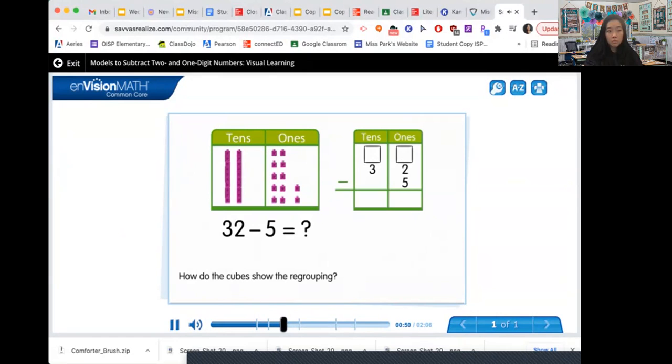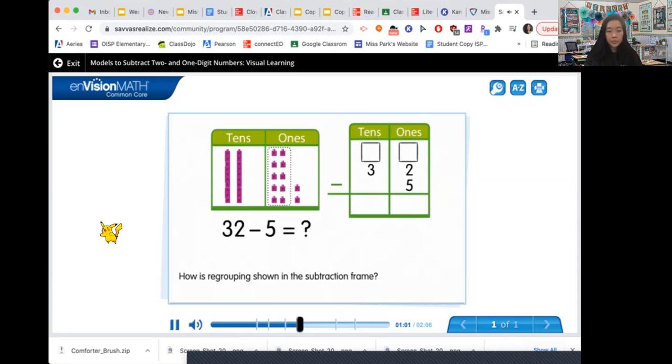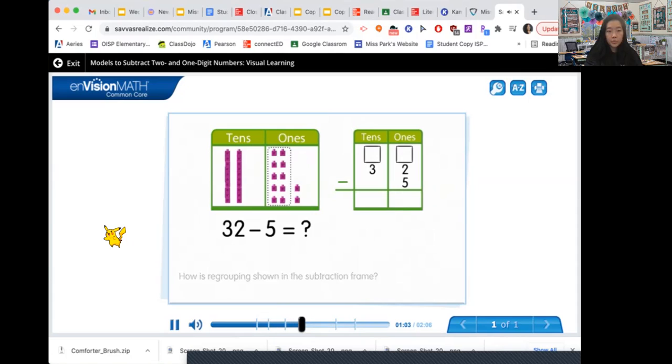How do the cubes show the regrouping? Trade 1 ten for 10 ones. How is regrouping shown in the subtraction frame? Write 2 to show 2 tens. Write 12 to show 12 ones. Subtract the ones. Let's count them off. 1, 2, 3, 4, 5.